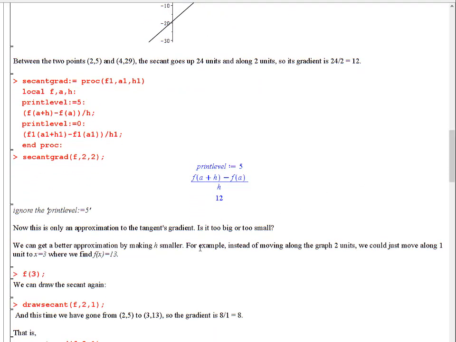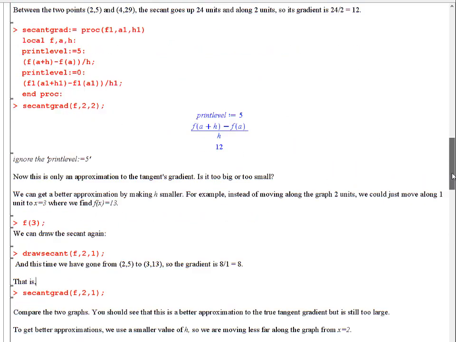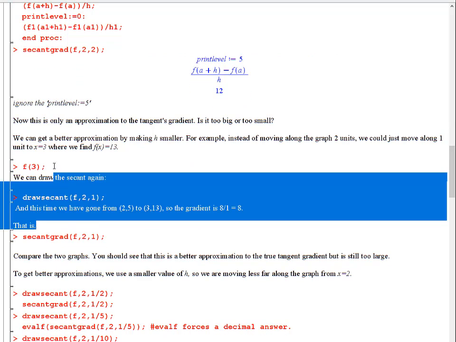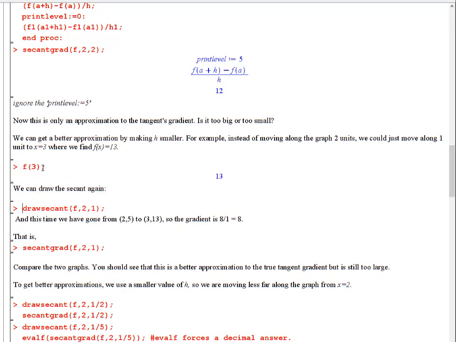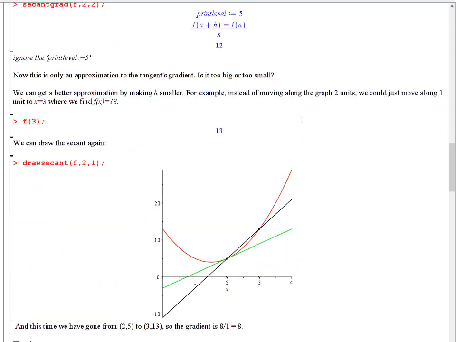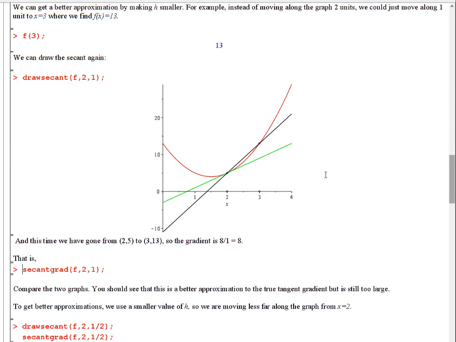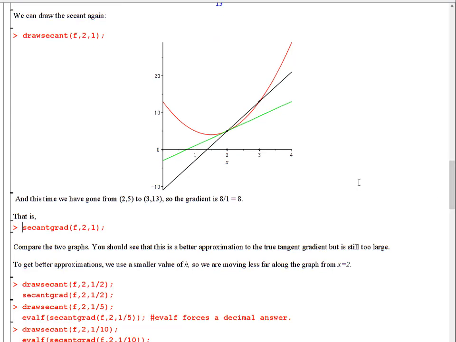So let's put h as 1. Move along to the point x equals 3 here. At this point, the function is 13. So here it's gone up from 5 to 13, so it's gone up by 8. And it's gone up by 1, so the gradient is 8. And that's a drawing of that. So it's getting a bit better. So instead of going to this point, we're going just to this point. So gradient 8 is a better approximation than the previous one of 12. But again, it's still an overestimate.